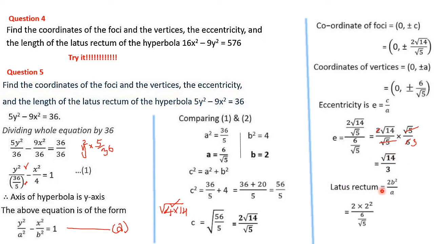Then the latus rectum is 2b square by a, that is 2 into b square, which is 2 square, that is 4, divided by a, which is 6 by root 5. This denominator 6 by root 5, we can multiply by the reciprocal, that is root 5 by 6. Then here 2 and 6 we can cancel to 3, so the answer will be 4 root 5 divided by 3. Of course, the answer explanation is not necessary because these are simple calculations, you must do them without anybody's assistance.